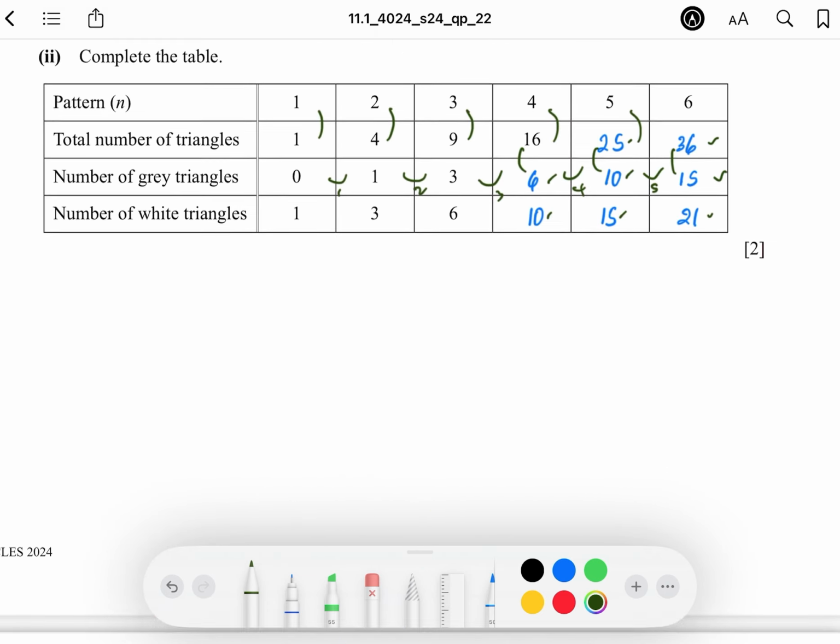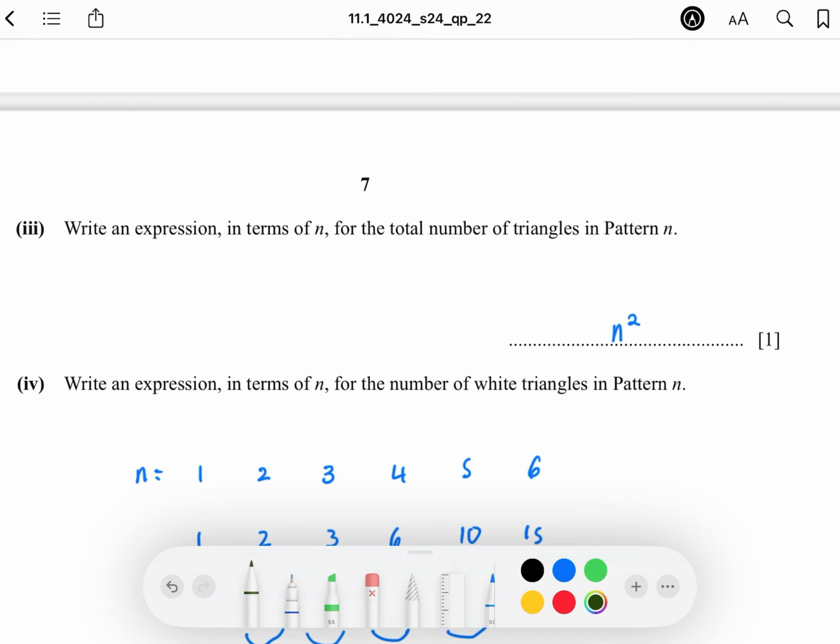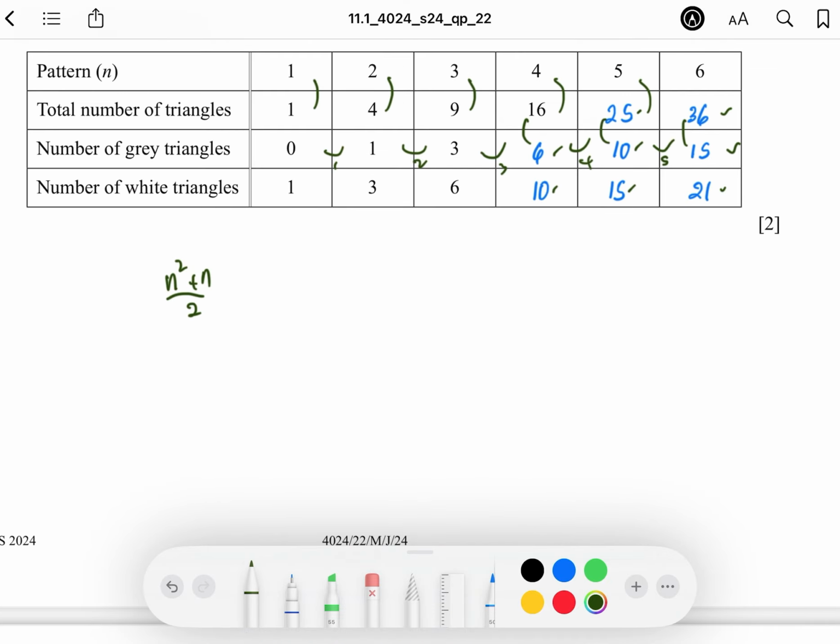So let me write it down here. N squared plus n divided by 2. This is the nth term for the number of white triangles. So let's check. When n equals 1, that would be 1 squared plus 1 over 2. That is 2 divided by 2, which equals 1.